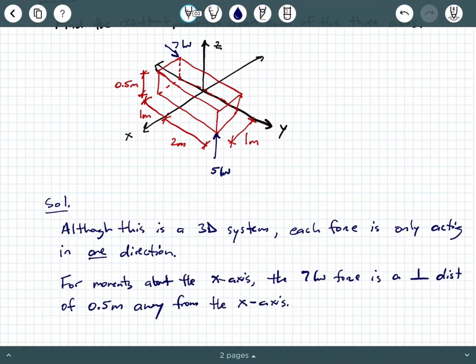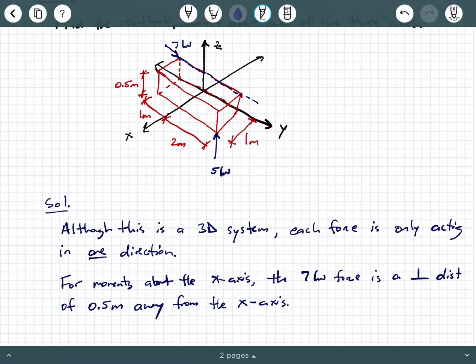From the x-axis. How do I know that? Well, again, the 7 kilonewtons is pointing in the y direction, but notice that it's half a meter above the xy plane because it's in this top right corner right here. So it's kind of like floating above the x-axis. So what is its perpendicular distance away from the x-axis? Well, it's this dimension right here, right? It's half a meter. So another way you can think about it is if the line of action of this 7 kilonewton force is here, there's your perpendicular distance again. You can see it as half a meter.